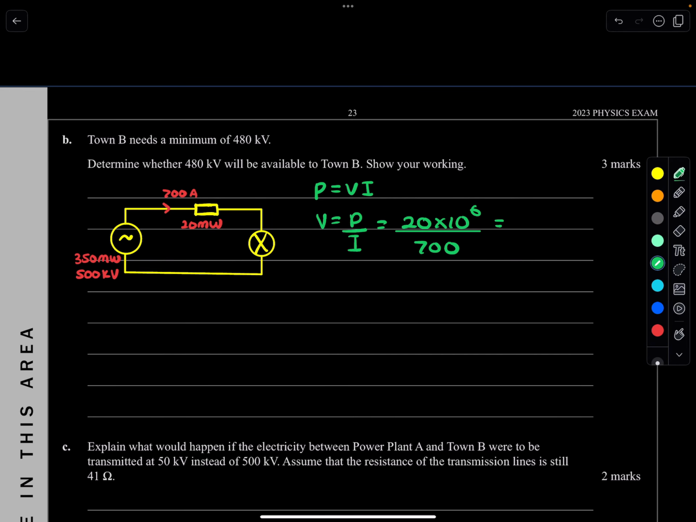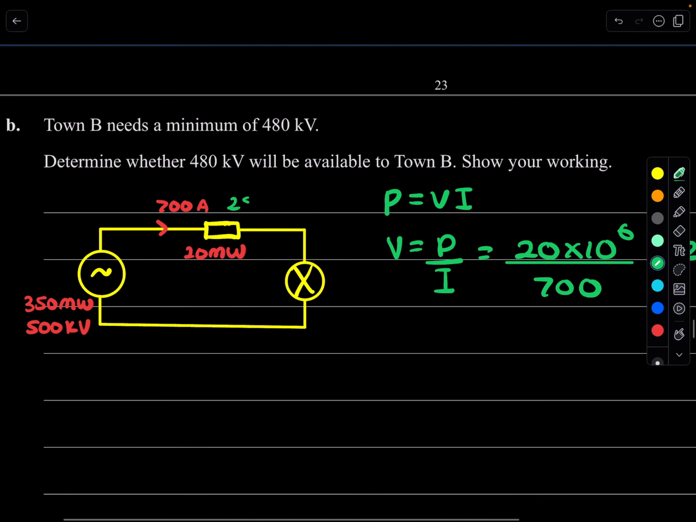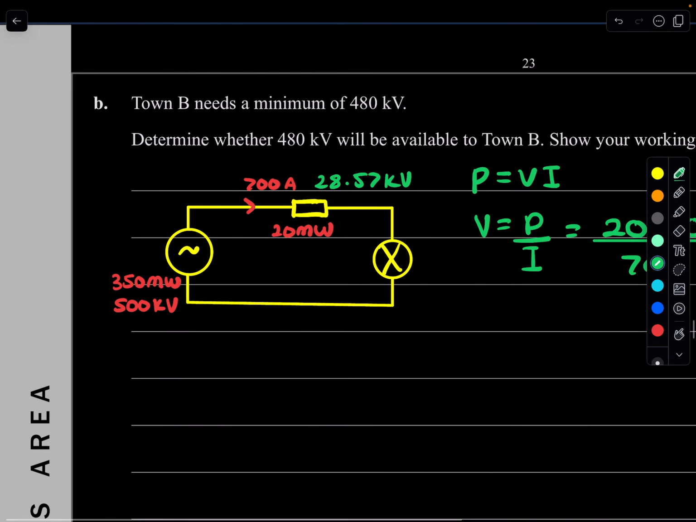That's going to give us 220 times 10 to the power of 6 divided by 700. Make sure you divide it by 1,000 to make sure it's in kilovolts, so we can easily see what's happening. So basically 28.57 kilovolts. That's how much it's being consumed here. Basically 28.57 kilovolts.